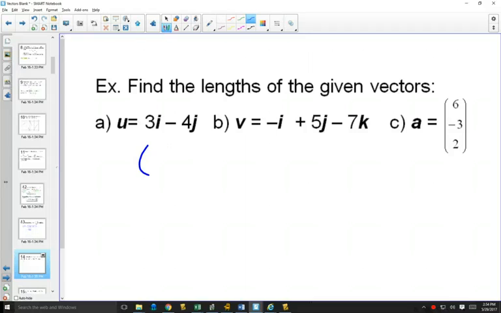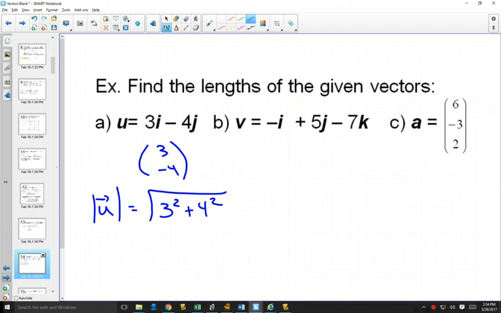Find the lengths of these vectors. This one's two-dimensional. The length of u would be the square root of a squared plus b squared. So you get 9 plus 16, which is the square root of 25, which is just 5, which you might have recognized already as the 3, 4, 5 triangle.